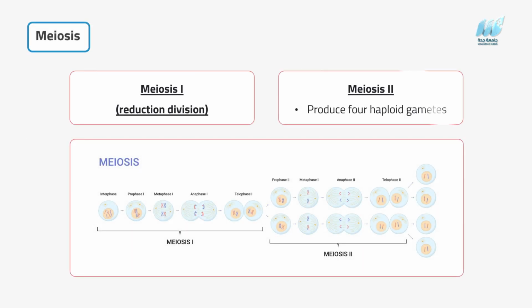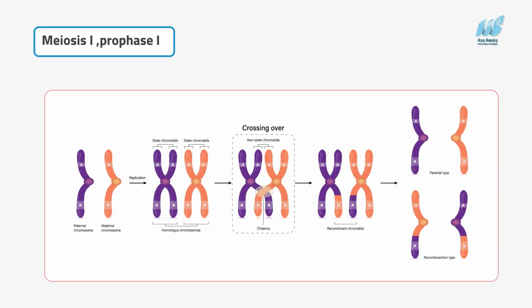Meiosis has two phases: meiosis 1, which is called reduction division, and meiosis 2, which is responsible for producing haploid gametes. I'm going to highlight the important events that occur during meiosis. The first step is prophase 1. Genetic recombination occurs, also called meiotic crossing over.